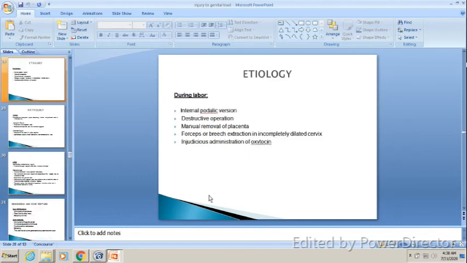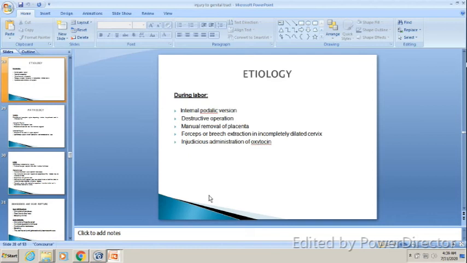During labor, internal podalic version is done in case of the second twin. Internal podalic version is only indicated in the second twin, in delivery of a twin pregnancy. Destructive operation is now obsolete. Previously, in case of IUD, destructive operations were usually done, and the chances of rupture were more. That's why it is now obsolete.